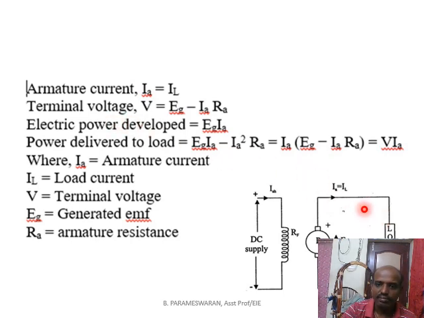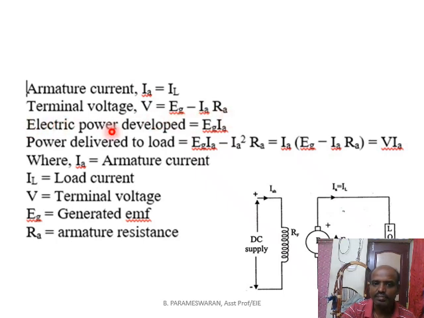And what is the terminal voltage? Terminal voltage is nothing but the voltage at the load side. It will be denoted as V. The generated EMF will be Eg. The voltage drop across the armature is written as Ia Ra. If we apply KVL to this loop, we will get this equation: V is equal to Eg minus Ia Ra.